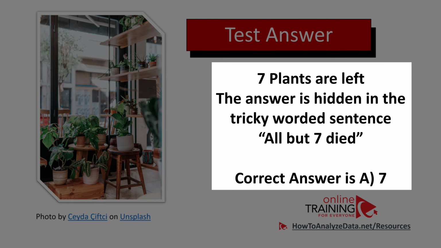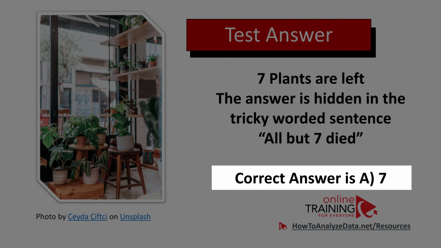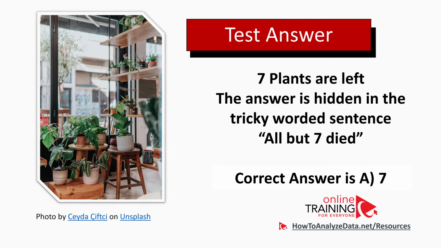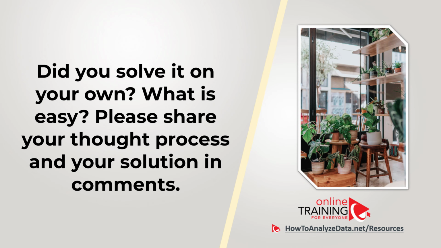I think you heard me correctly. So the answer is 7 plants are left. How is it possible? The answer is hidden in the tricky worded sentence. All but 7 were sold, so this is why the correct answer is A. The florist had 57 plants and all of them but 7 were sold. That's why the correct answer is A, 7. Hopefully you've nailed this question and now know how to answer similar problems in the test.